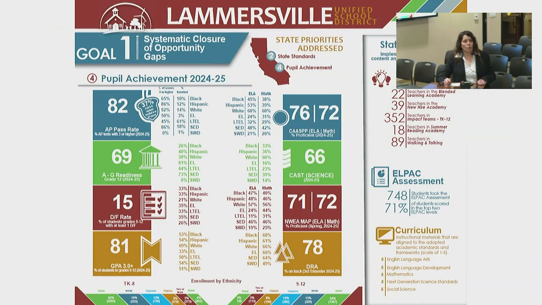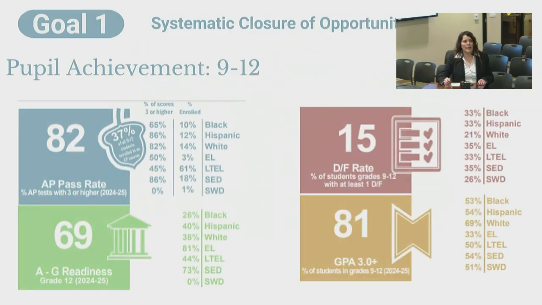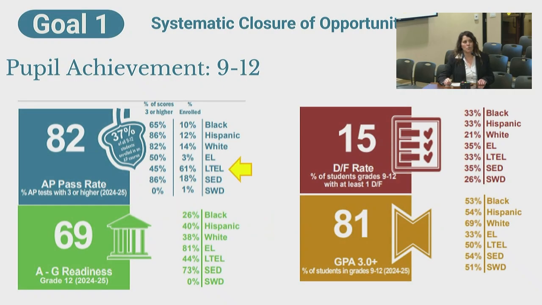So looking at goal 1 first, we have a specific area that's focused on pupil achievement for students in 9th through 12th grades. You can see here there's a yellow arrow on the top left related to LTELs, that's long-term English learners. I'm flagging that because this is the first year we were required to report on that by the state, so this would not be on previous data dashboards.